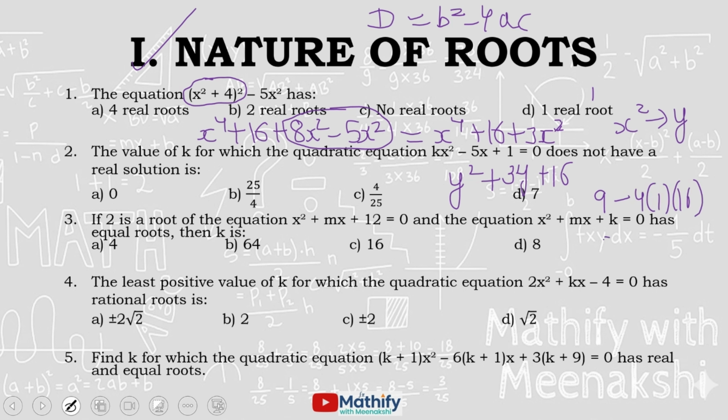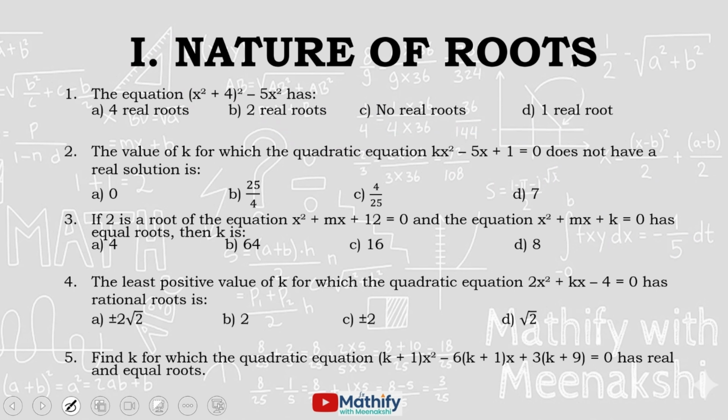Without solving, because it's 9 minus 64, it's negative, less than 0. That means you have no real roots. If you don't have real roots for y, that means it doesn't have real roots for x square. So the answer is no real roots. Let's remove this and move to the second question.